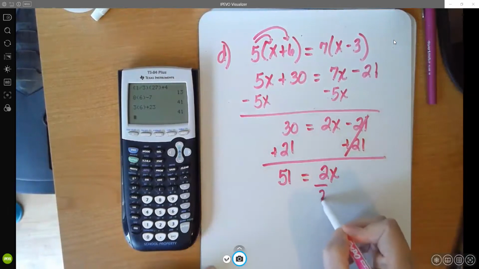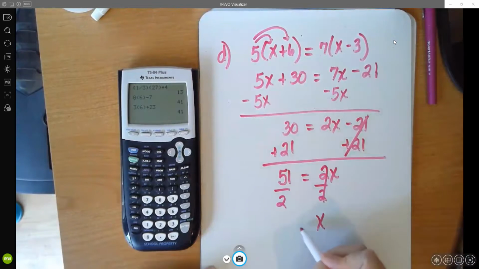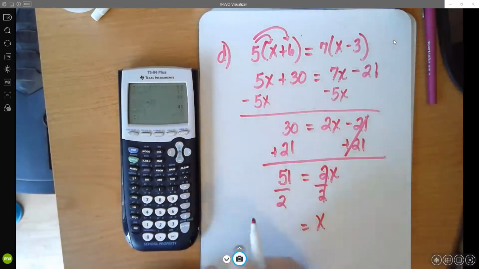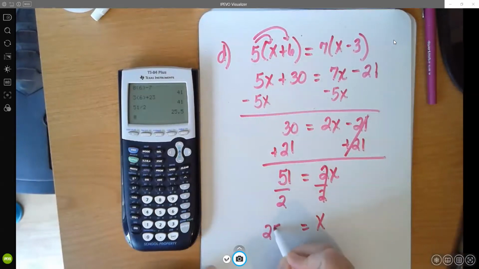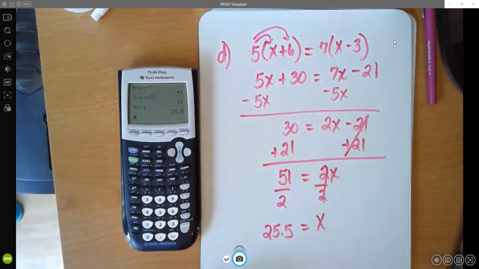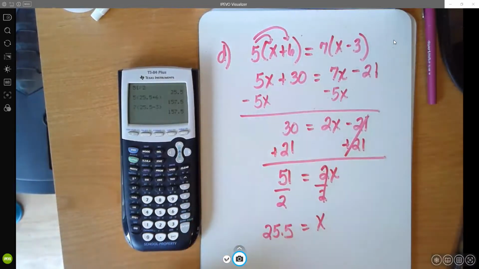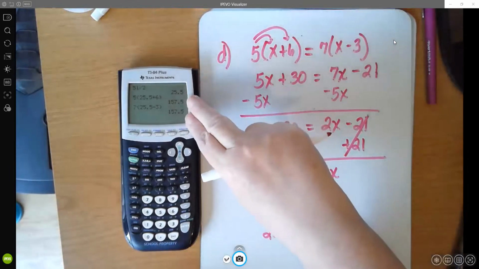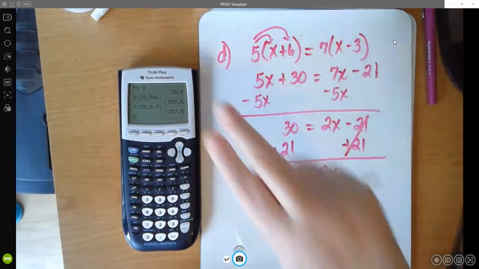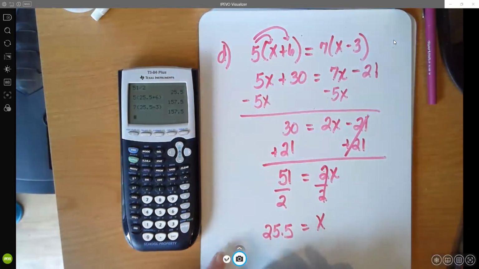And then that's multiplication, so I can divide to get the x by itself. And 51 divided by 2, I could write that as a fraction, but I kind of like just 25.5. It's a little easier to write. Now, again, I can check this answer. 5 parentheses 25.5 plus 6, and I'm going to get 157.5. If I do the other side, 7 times 25.5 minus 3, I get 157.5. It's not what they equal, but that they equal each other. And in this case, I know my answer is right. And that is letter D.